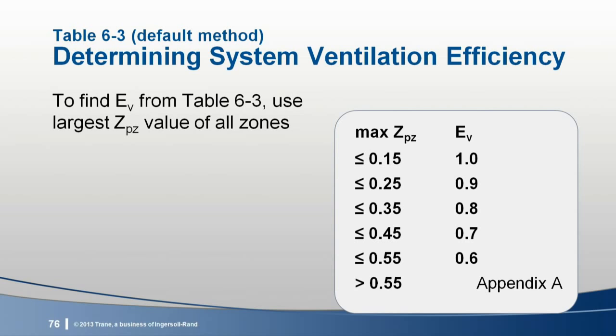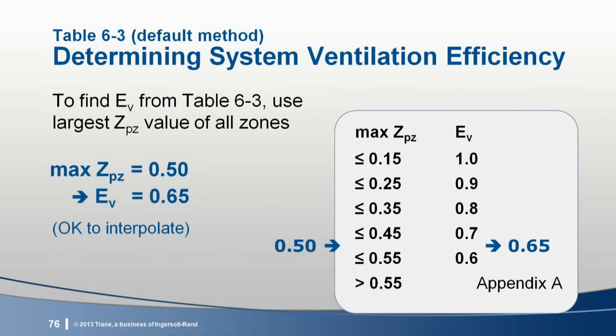It lists the default values for system ventilation efficiency based on the largest zone outdoor air fraction, Z sub PZ. For our 3-zone example, recall that the largest zone fraction was 0.5. By interpolating in this table, we find system ventilation efficiency to be 0.65.